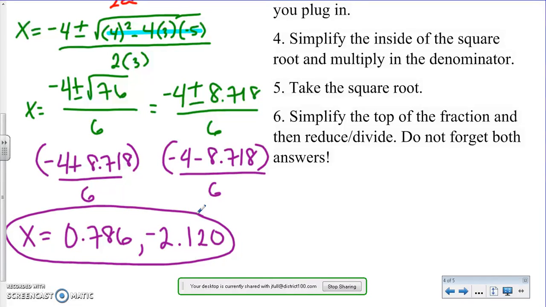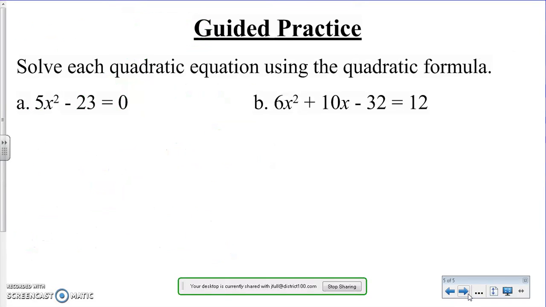Biggest thing about the quadratic formula is memorizing it and making sure you're really careful plugging things in correctly. If you have any questions, don't hesitate to ask. Go ahead and try the 2 guided practice problems. When they're done, have them checked to make sure you're on the right track, and then try your homework.